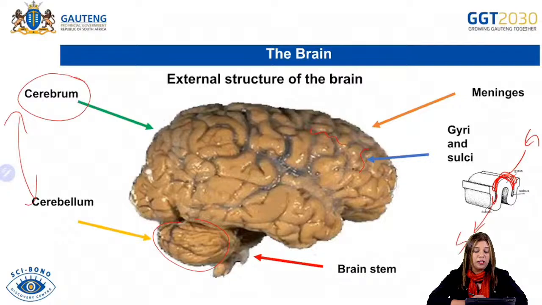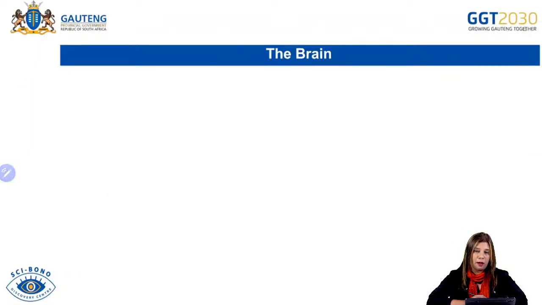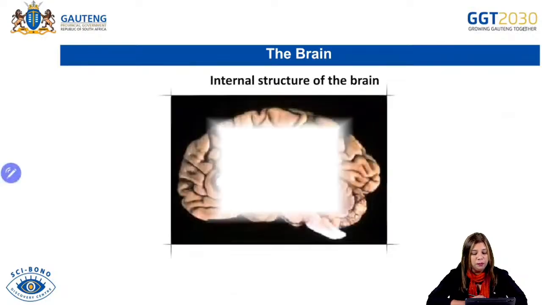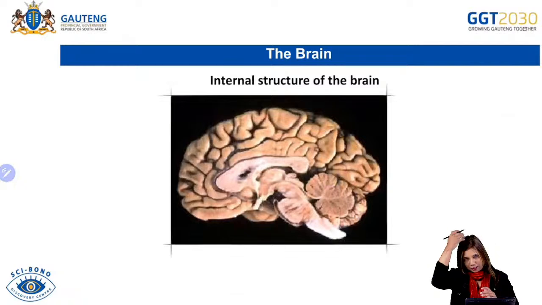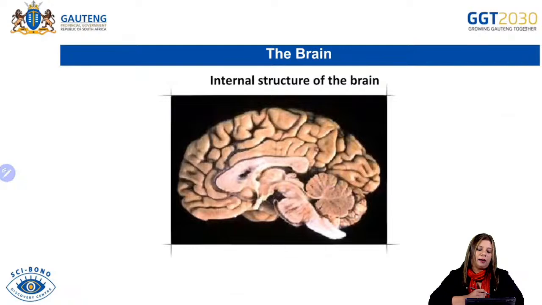Now, we've looked at the outside of the brain, we're going to now look at the inside of the brain. Okay? What we need to always remember about the brain is that it's divided into the left and the right hemisphere. So your brain is actually divided into half. It's got a left hemisphere and a right hemisphere. So that's what it looks like on the inside. Let's unpack the labels in the brain.